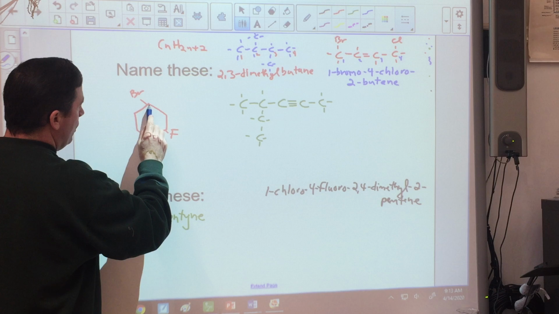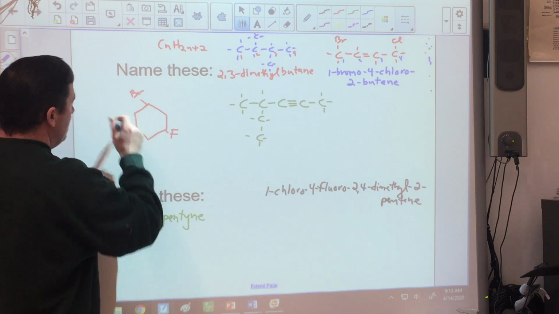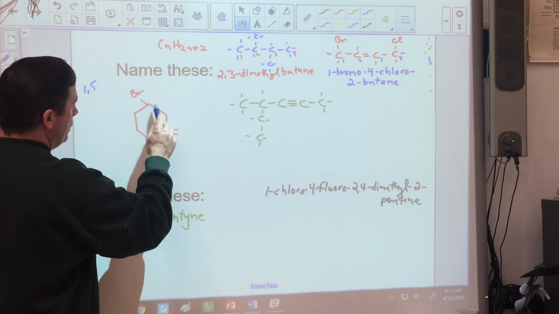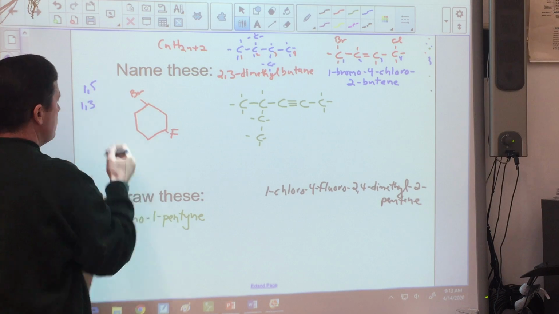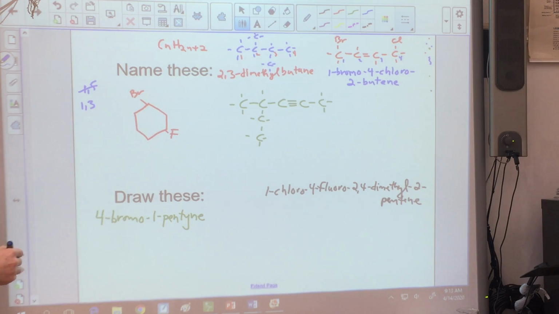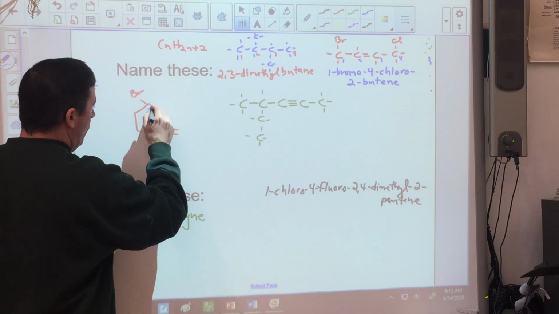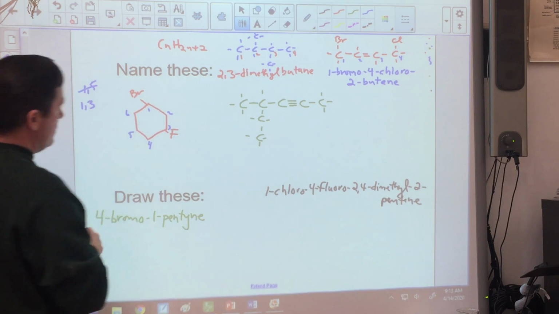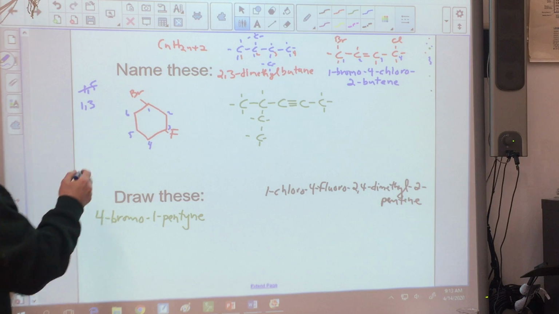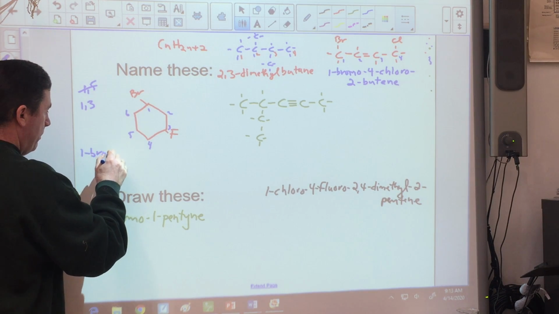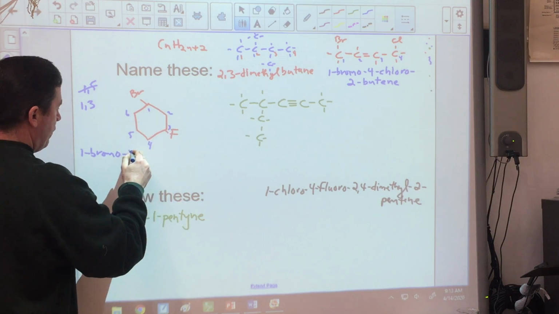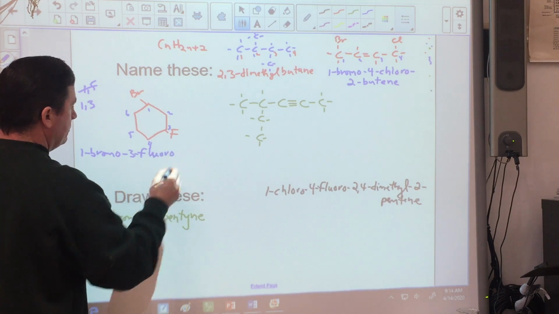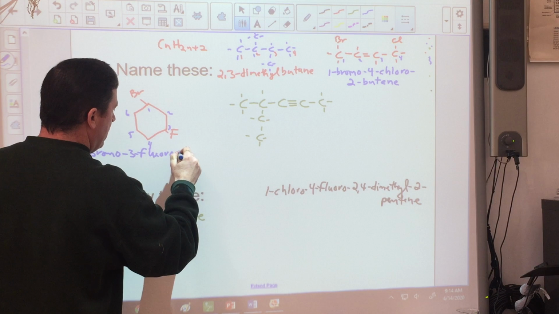So if I start here, I could go 1, 2, 3, 4, 5. That would be a 1 to 5. If I start here and go clockwise, I could be 1, 2, 3, so 1, 3. So I'm going to choose the 1, 3 since it's a lower combination of numbers. So here I am, 1, 2, 3, 4, 5, and 6. So, hopefully you got 1 bromo, 3 fluoro, cyclohexane.